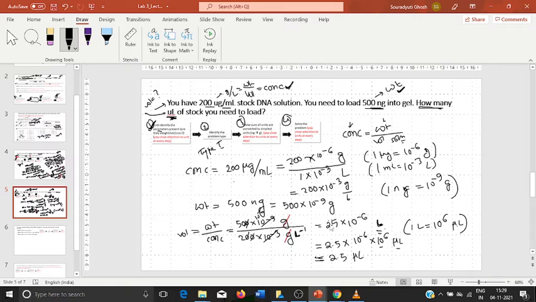If you had not converted the units into simplest units, the original was microgram per ml and this one is in nanogram, so microgram and nanogram would not have cancelled out. That's why you need to convert to simplest units.